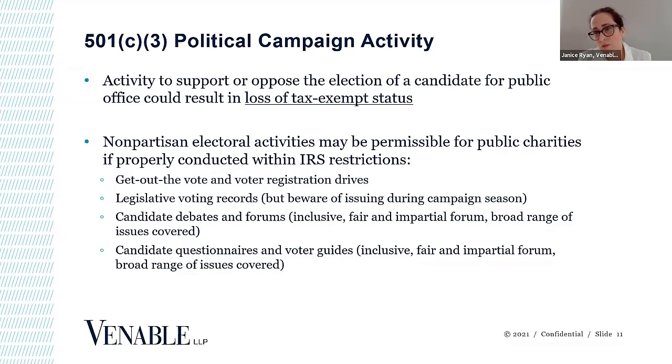Other kinds of activities in which you might be able to engage would include nonpartisan electoral activities that are not only nonpartisan in that they're not supporting or opposing a specific party, but they're also unbiased, such that it is not something that the IRS would consider your activity to support or oppose a candidate. You could do get out the vote and voter registration drives, again, in a nonpartisan, unbiased way. You could prepare legislative voting records. You could host candidate debates and forums. And you could prepare candidate questionnaires and voter guides.